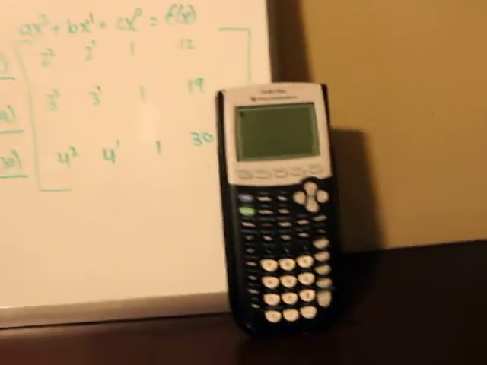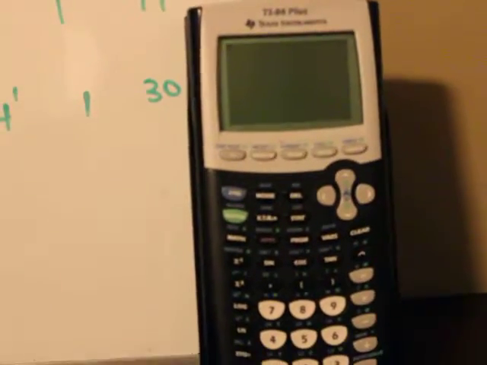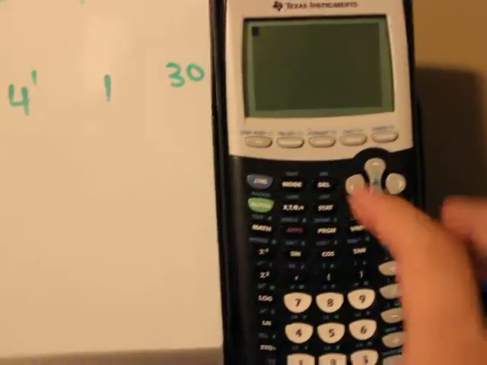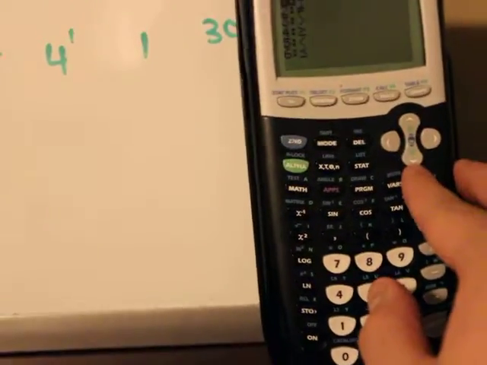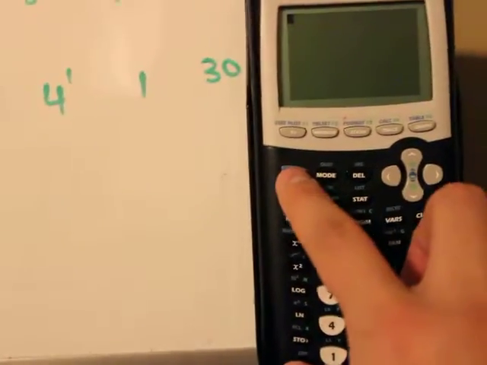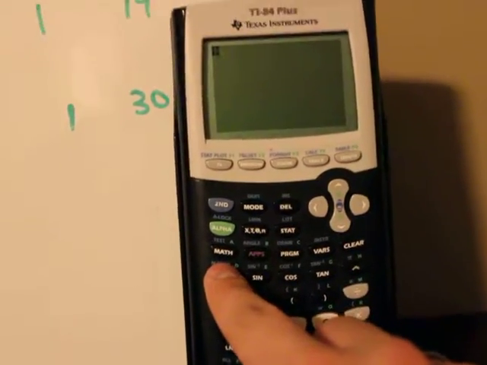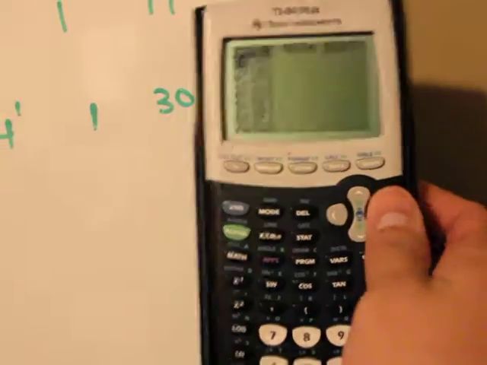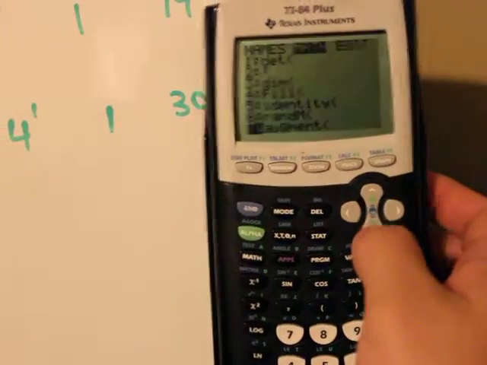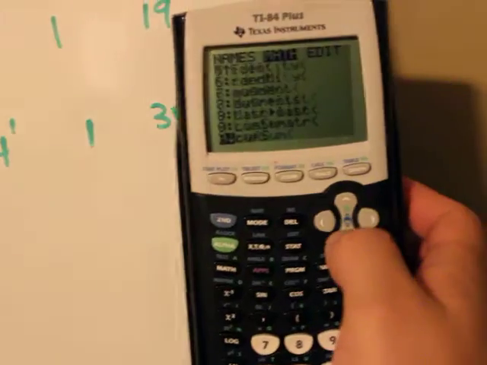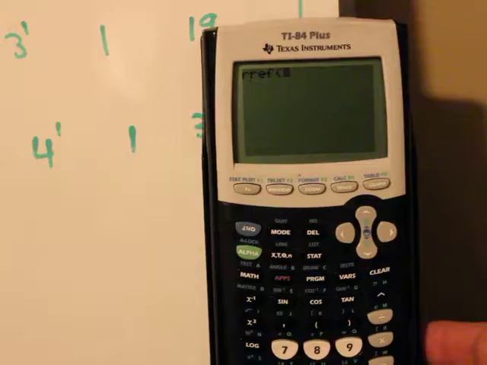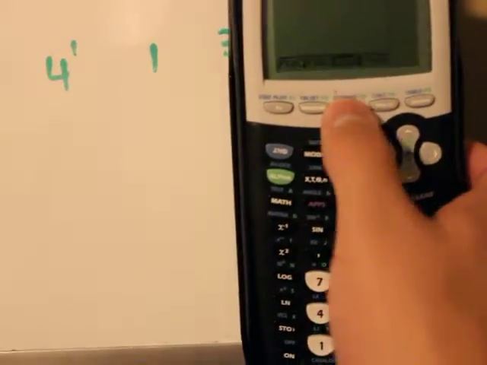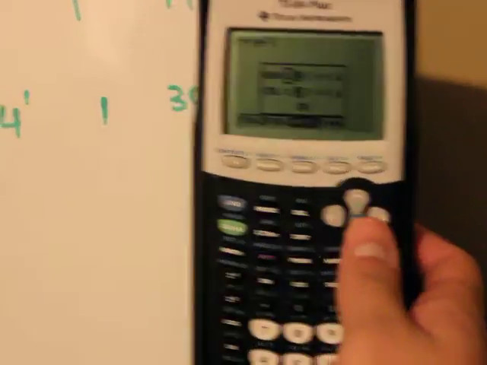So the first thing that you're going to do is we're going to go ahead and zoom into this. Perfect. The first thing we're going to do is hit second matrix. Then we're going to go over to math, and then we're going to go all the way down until we see the RREF, which is this right here, our row reduced echelon form. Then we're going to hit alpha zoom. Okay, now it's going to ask us for our rows and our columns.